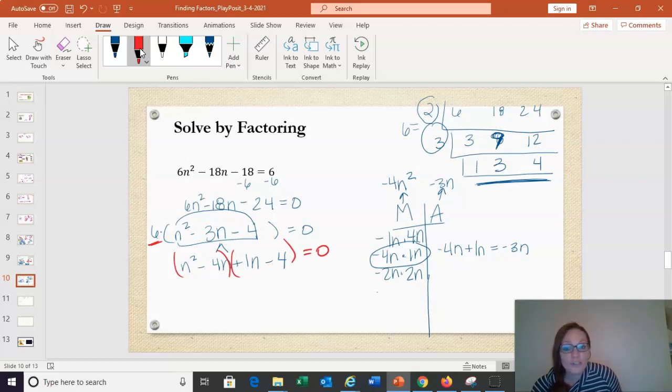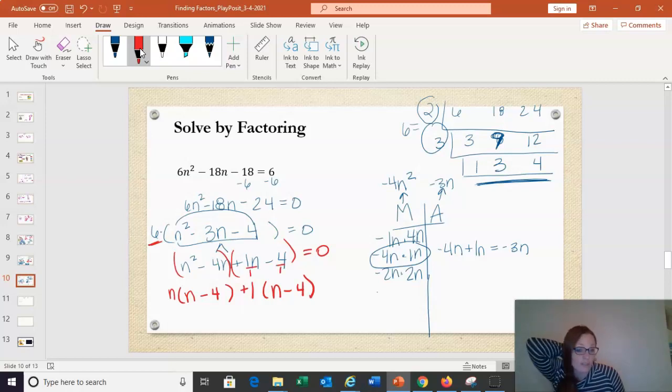So the first 2 terms share an n, and we have n minus 4 left. And the second 2 don't really share anything, and when they don't share anything, it's just a 1. So plus 1. And if you need to, you can divide each of them by 1 and see you have just what you started with. All right, and these match. So our answer would be n plus 1 times n minus 4.